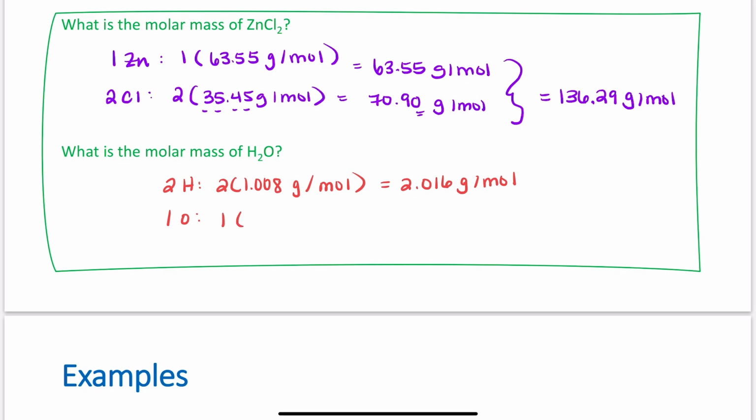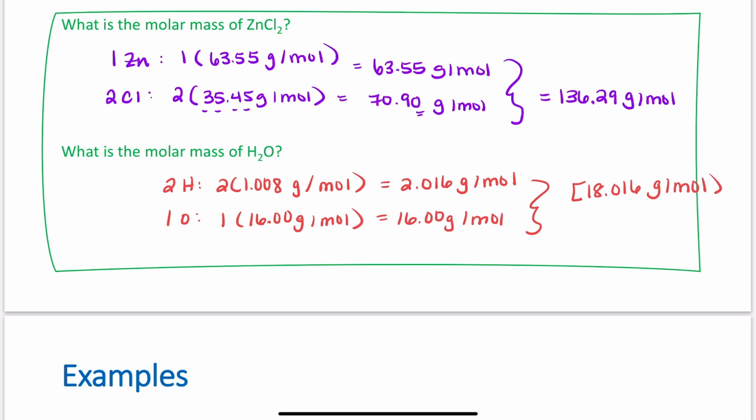I also have one oxygen. Oxygen is 16.00 grams per mole. So overall 16.00 grams per mole, because again, I want 4 sig figs on my molar masses. I add this up and my calculator gives me 18.016 grams per mole. But again, I'm following addition rules here. Although this is precise to the third decimal place, this is only precise to the second. So I need this precise to the second as well. So I'm going to report this as 18.02 grams per mole.